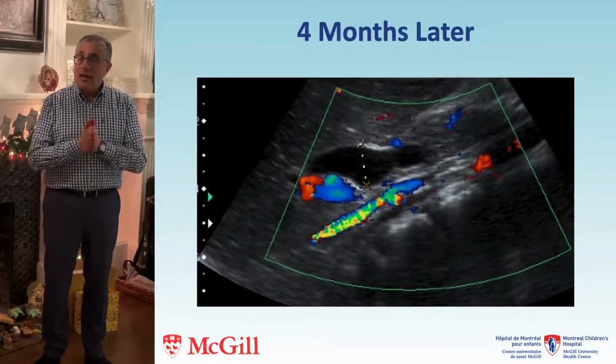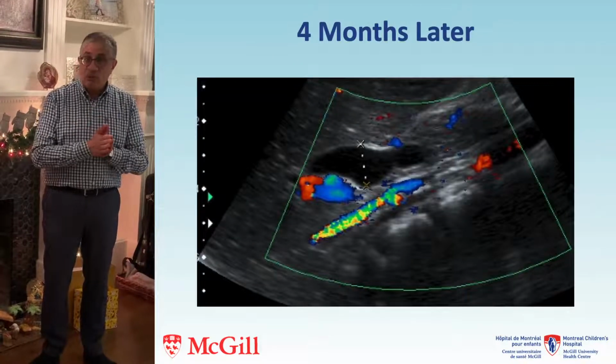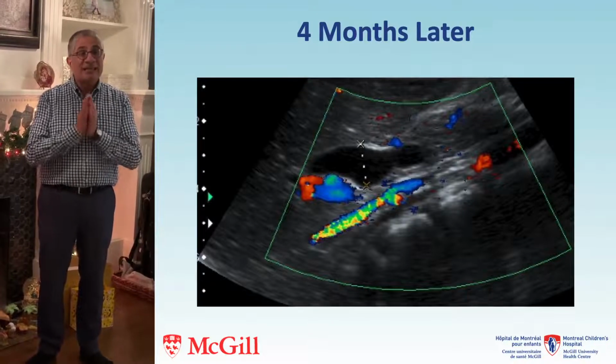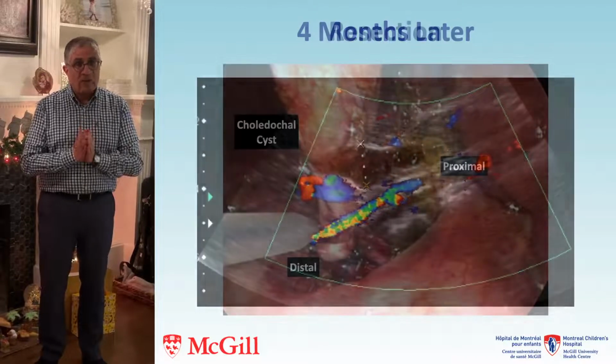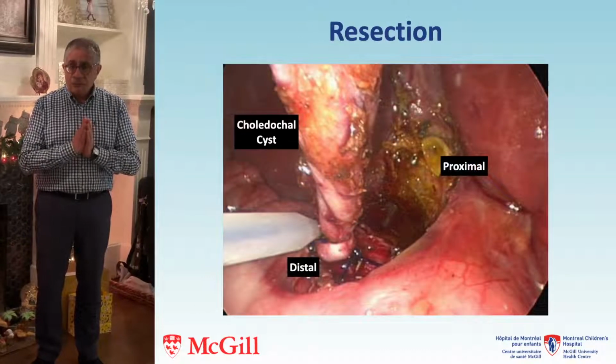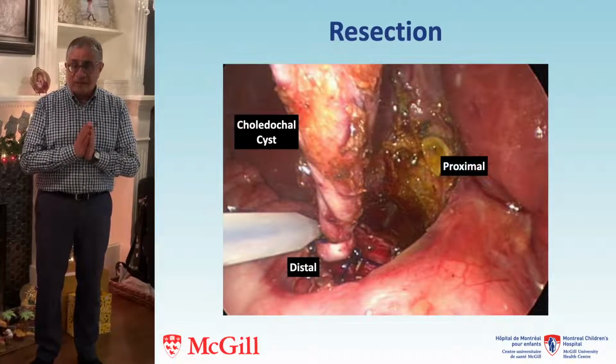We did observe her, and 4 months later, she came in with another episode of pancreatitis, and now you can see a significant fusiform dilatation of the common bile duct on ultrasound. Here you see her resection of the type 1 choledochal cyst by laparoscopy.